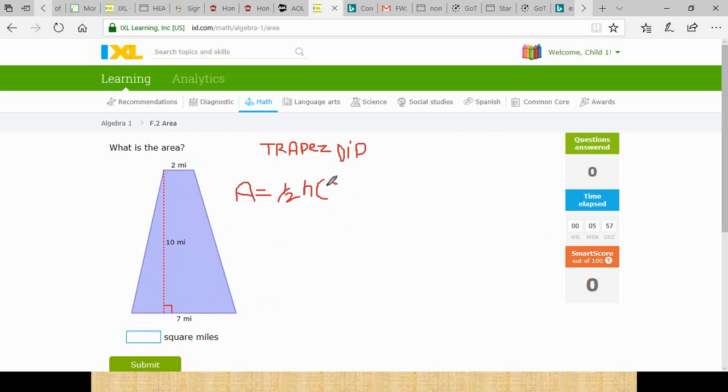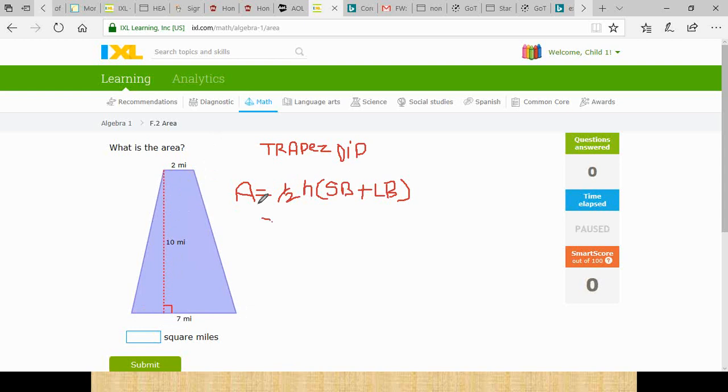In brackets, you're going to have the short base plus the long base. So remember, the area is the space inside the shape. The area of the trapezoid: this is the long base, this is the short base, and this is the height. It's half the height. You're going to add the short base to the long base, and multiply it by half the height.